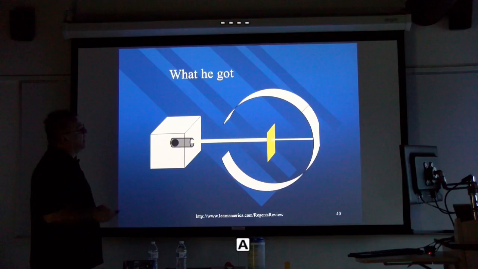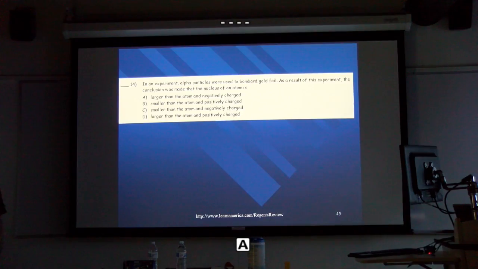The nucleus of the atom. Is it larger or smaller than the atom? Right? So by process of elimination, that's the first thing you have to decide. Is the nucleus of the atom larger or smaller than the actual size of the atom? What do you think? Smaller. It's smaller. So that gives us choice B and D.